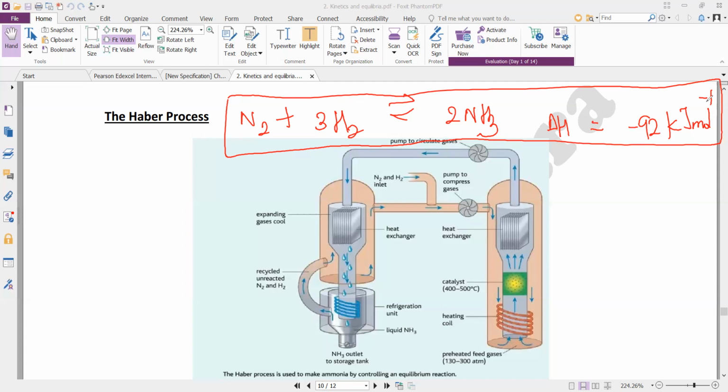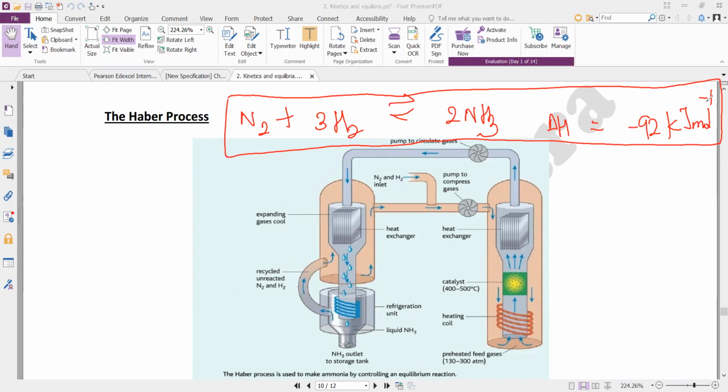The target is 500 atm. So you would have used a very large amount of energy to produce 500 atm. To withstand 500 atm, you would have to make special containers. So to make 1 liter of ammonia, your cost is 150,000. Therefore, we have to use the conditions called the optimum conditions.